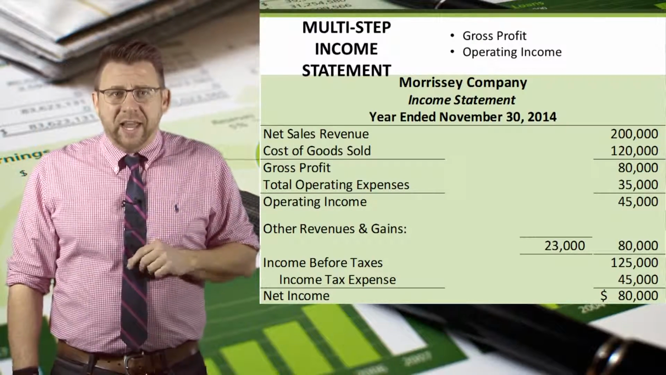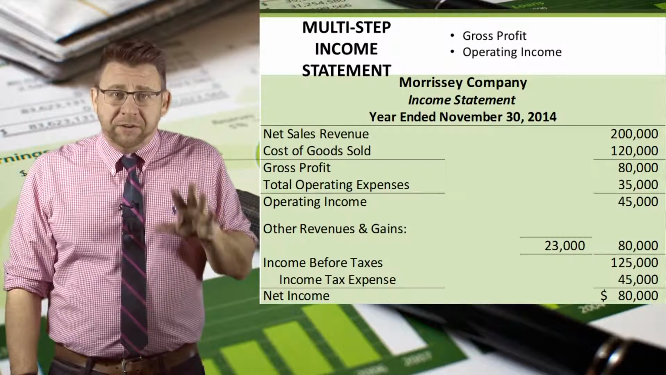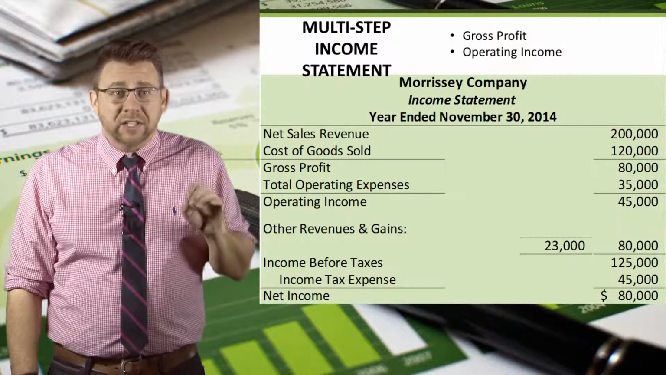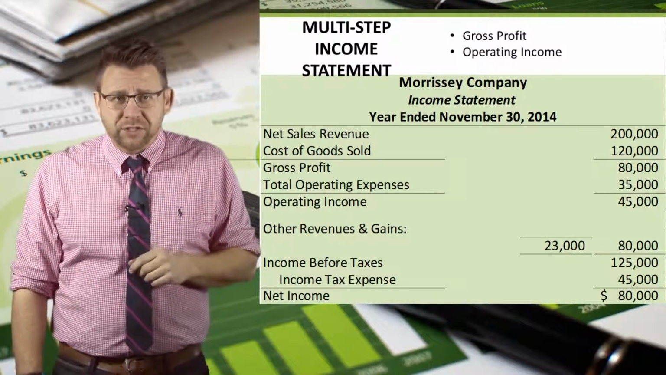No, they can't. And that's why the multi-step format breaks out the different types of account data so investors and creditors can make more informed and better decisions. And that concludes this short video on the multi-step income statement.